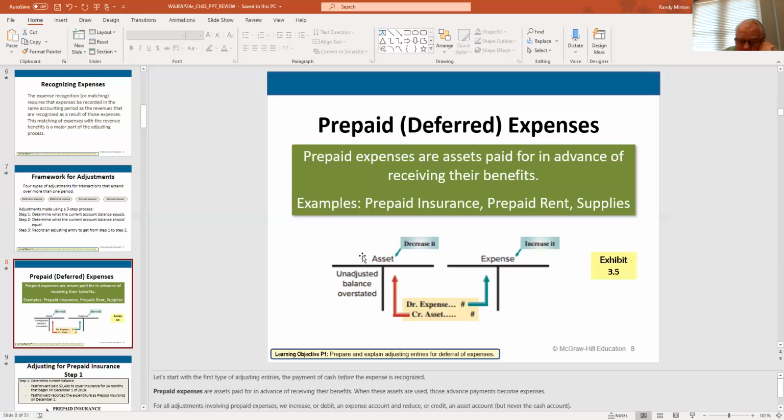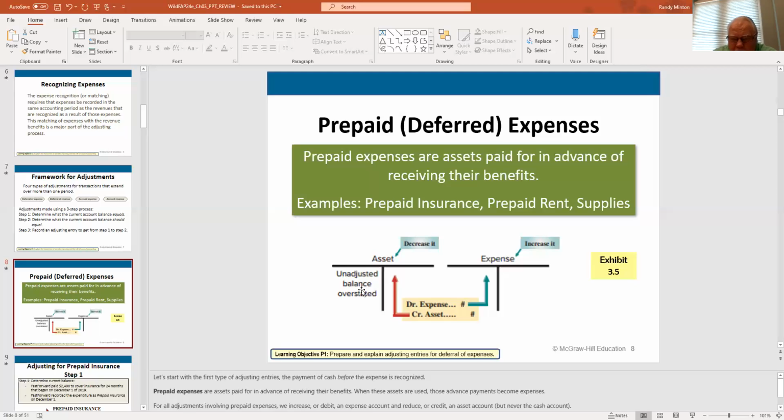Okay, so just as an example, I'm going to buy a 2-year insurance policy that costs me $2,400. Well, there are 24 months in 2 years. Okay, and so I put this $2,400 as an asset because I can get my money back if I don't use it, if I change policies or change insurance agents or whatever. So I put it in as an asset at $2,400.